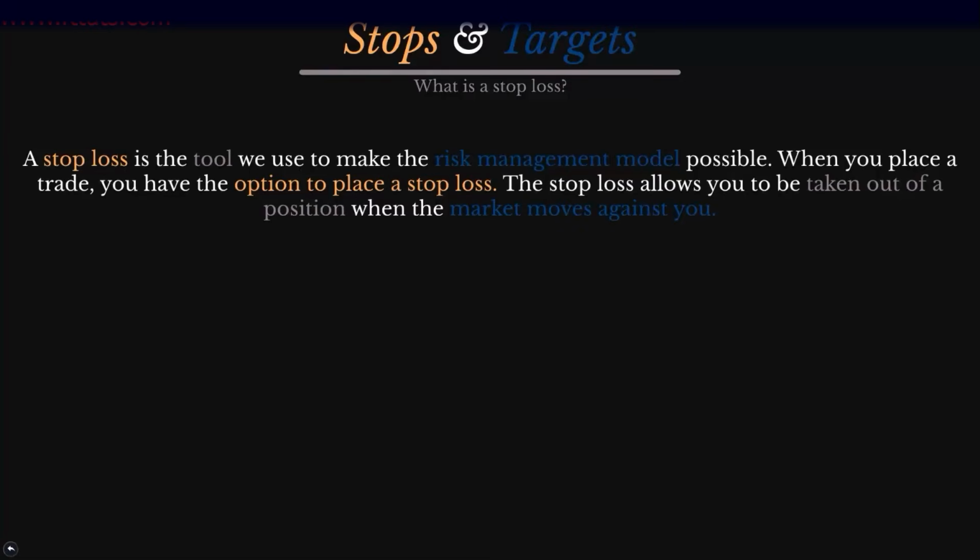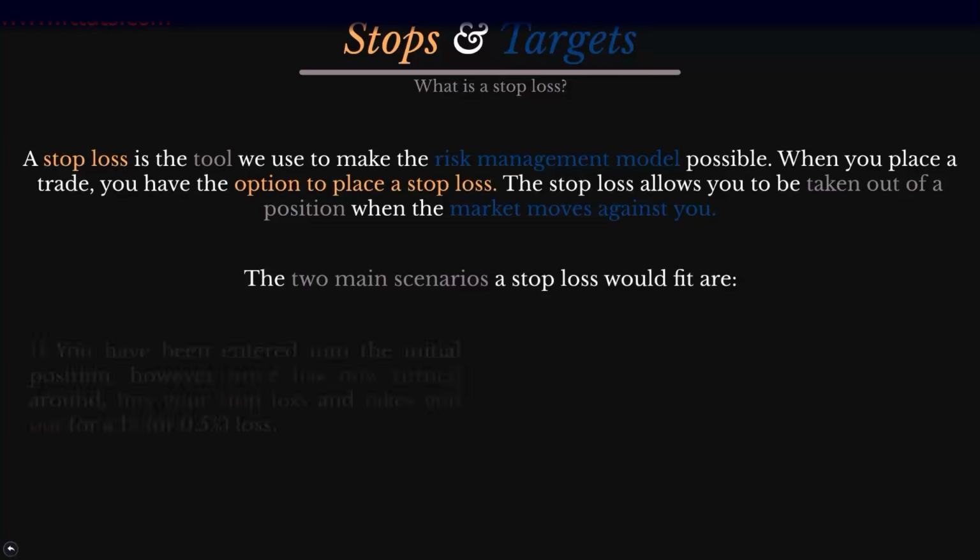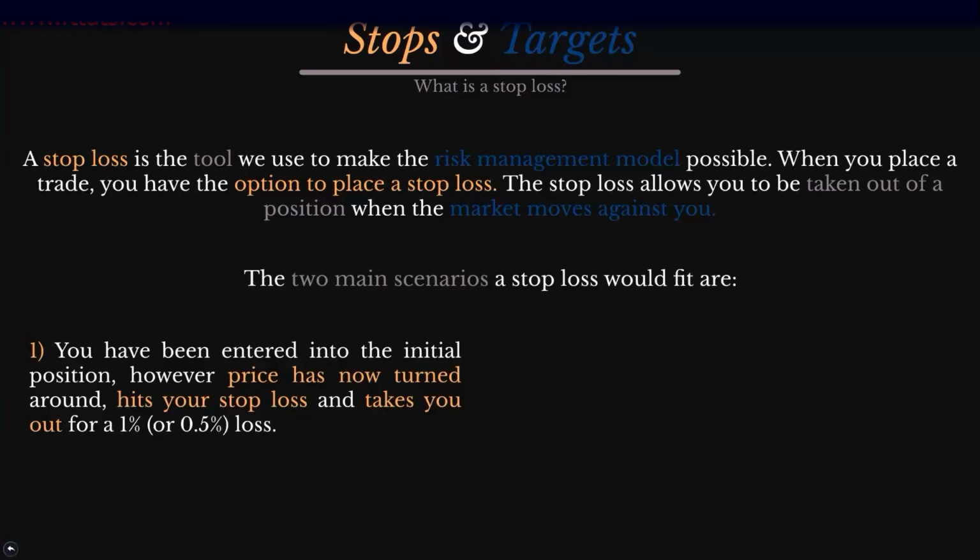So now let's take a look at stops and targets. So what is the stop loss? The stop loss is the tool that we use to make that risk management possible. So when you place a trade, you have the option to place a stop loss. Now the stop loss allows you to be taken out of a position when the market moves in the opposite direction against your trade. So what that means is the two main scenarios of a stop loss are this. Number one, you've entered into an initial position, however, price has turned around and it's hit your stop loss, and it takes you out for that full 1% or 0.5% loss.